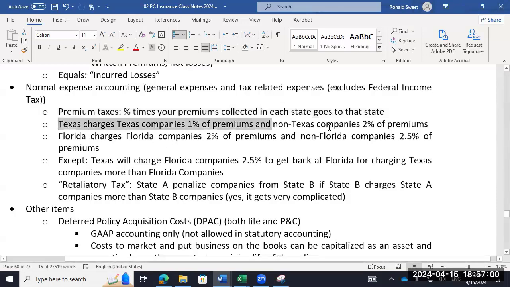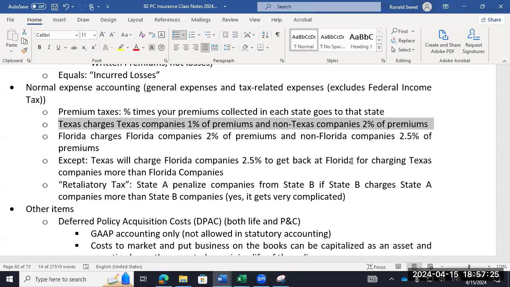What states do is they play this game. They'll say, hey, if you're a Texas company, we'll only charge you 1%. But if you're not a Texas company, we'll charge you 2%. Well, that sounds good. And then Florida says, hey, we'll charge you 1%, but if your state, Texas, charges our companies 2%, we're charging you 2%. That's called retaliatory tax. Isn't that cool? How states are fighting with each other.